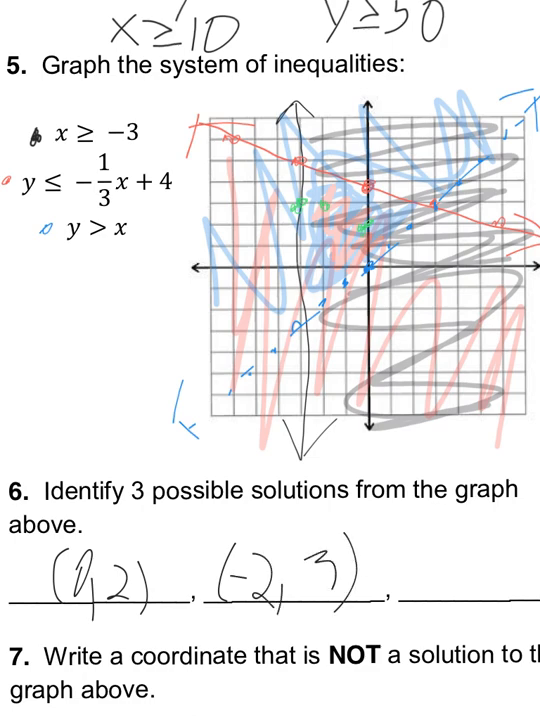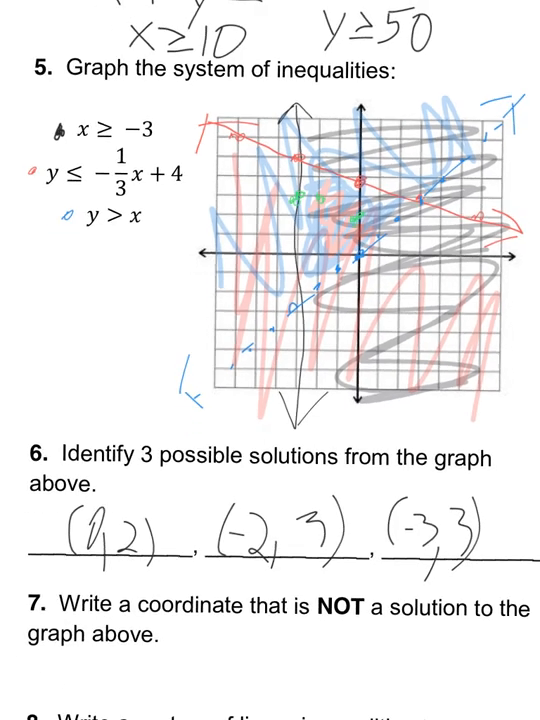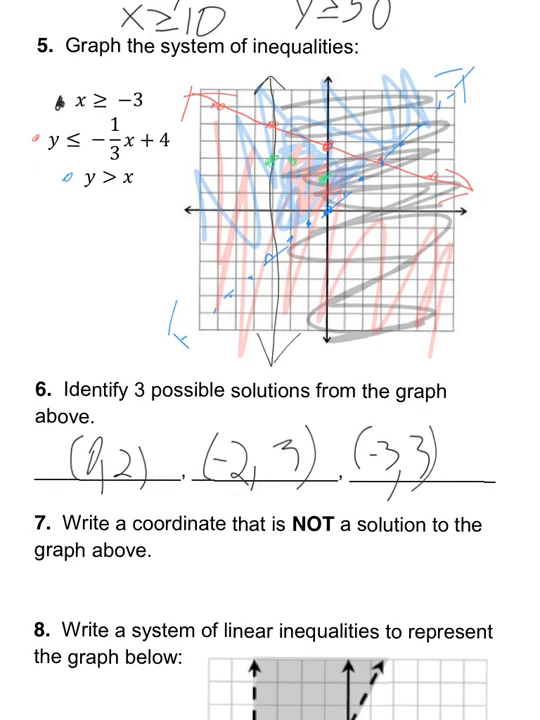There's a whole bunch of answers for this. It's just pick any that would work. And then I went negative 3, or positive 3, I should say. Negative 3, positive 3.